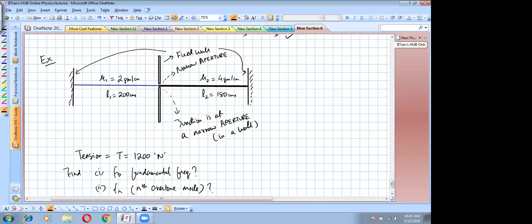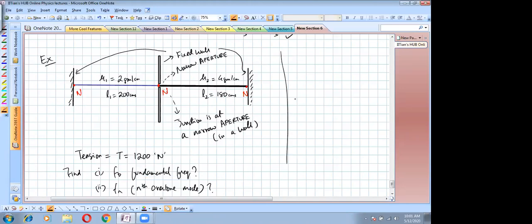So see, in this question, this will have to be a node. This will have to be a node, and this point here will have to be a node. But also you'll understand that on one side you will have a different wavelength compared to the other side.